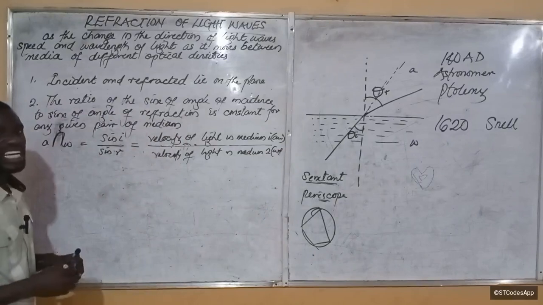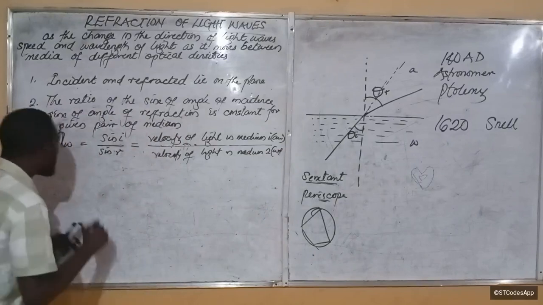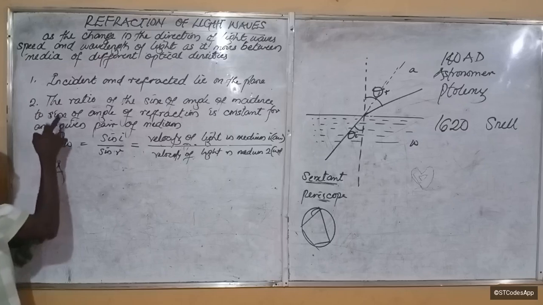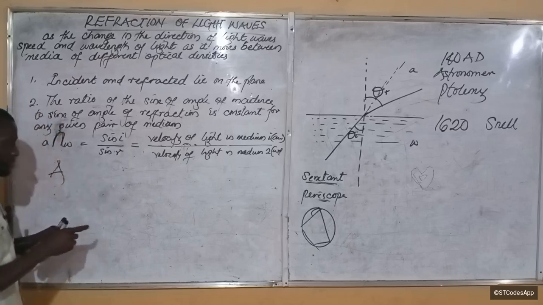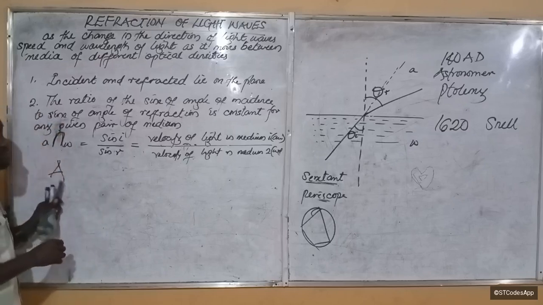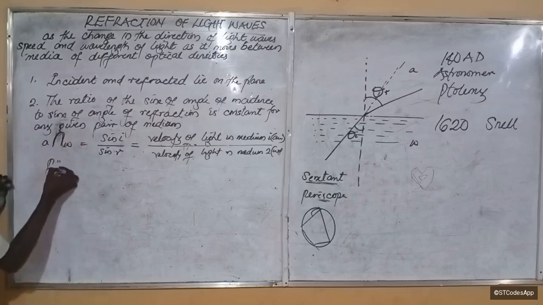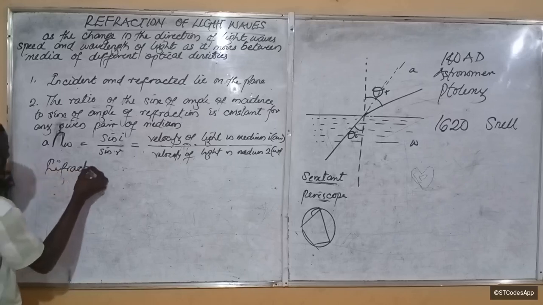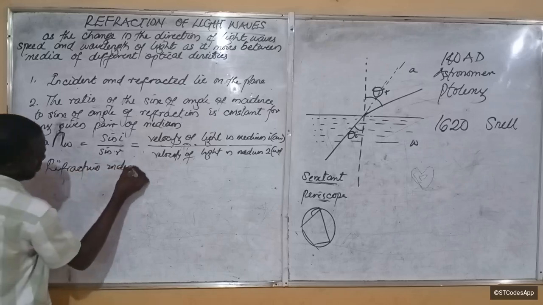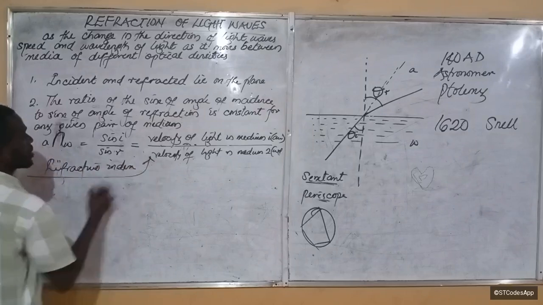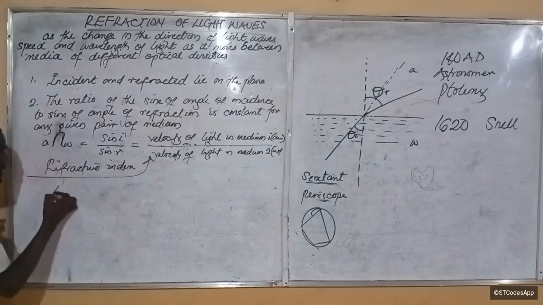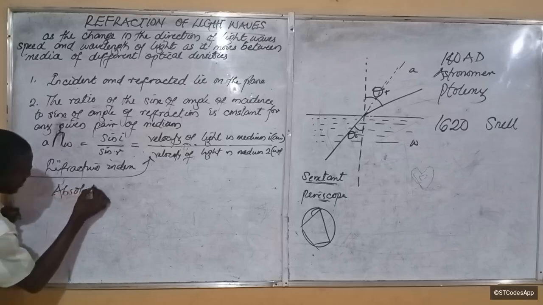So now listen, you now know this is called the refractive index. Now there's something called the absolute refractive index.